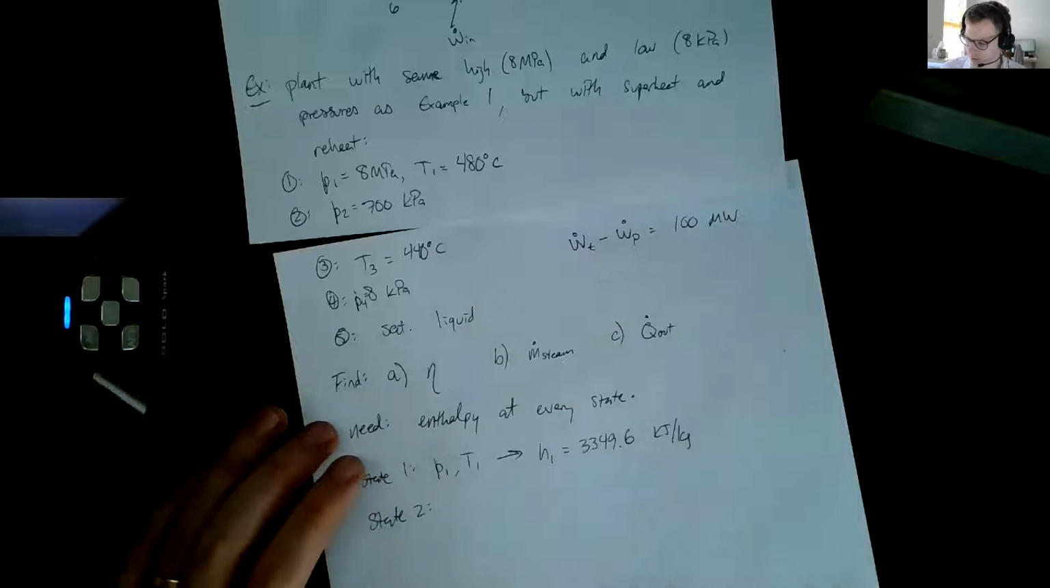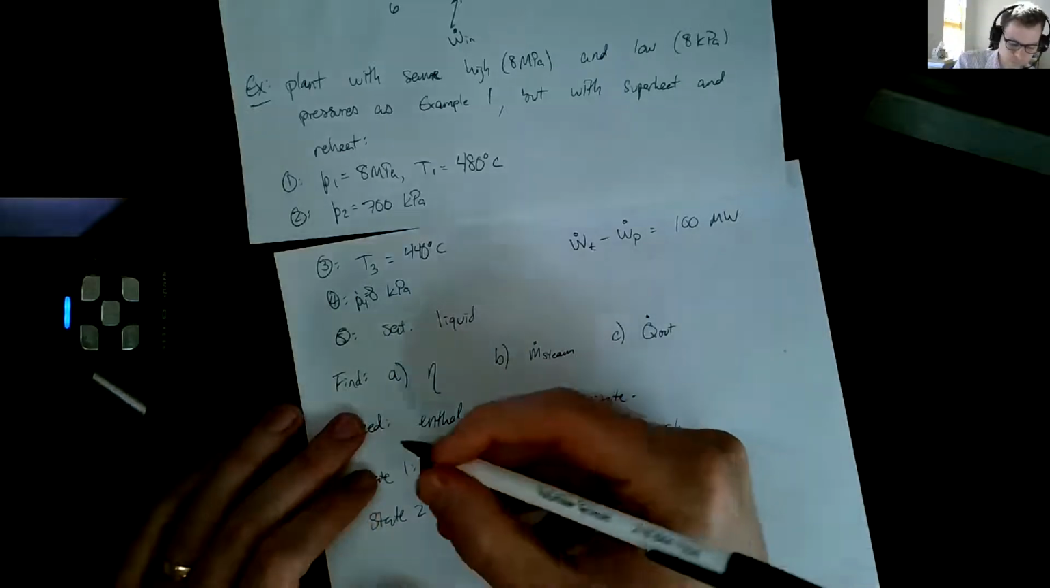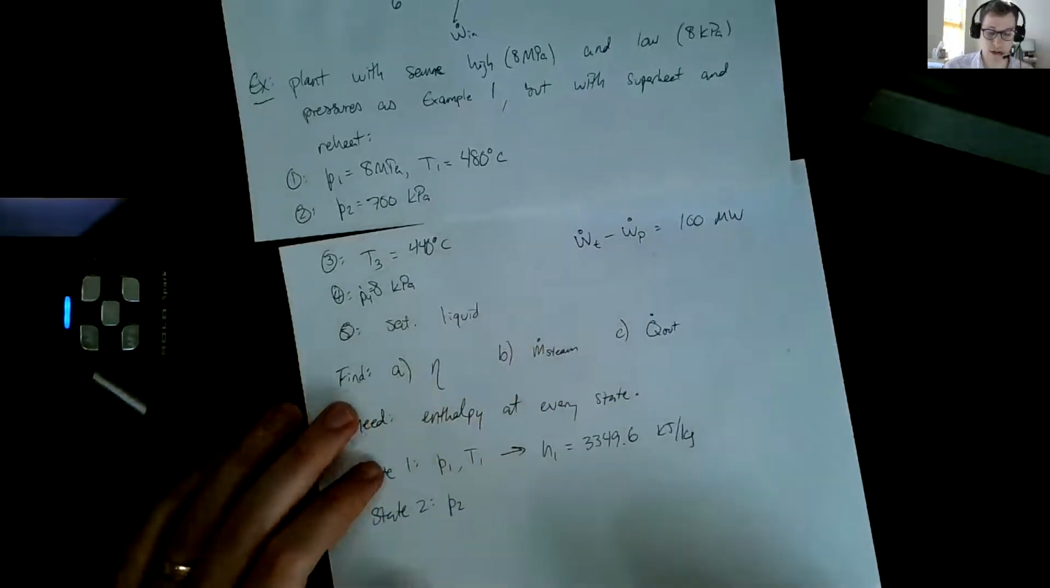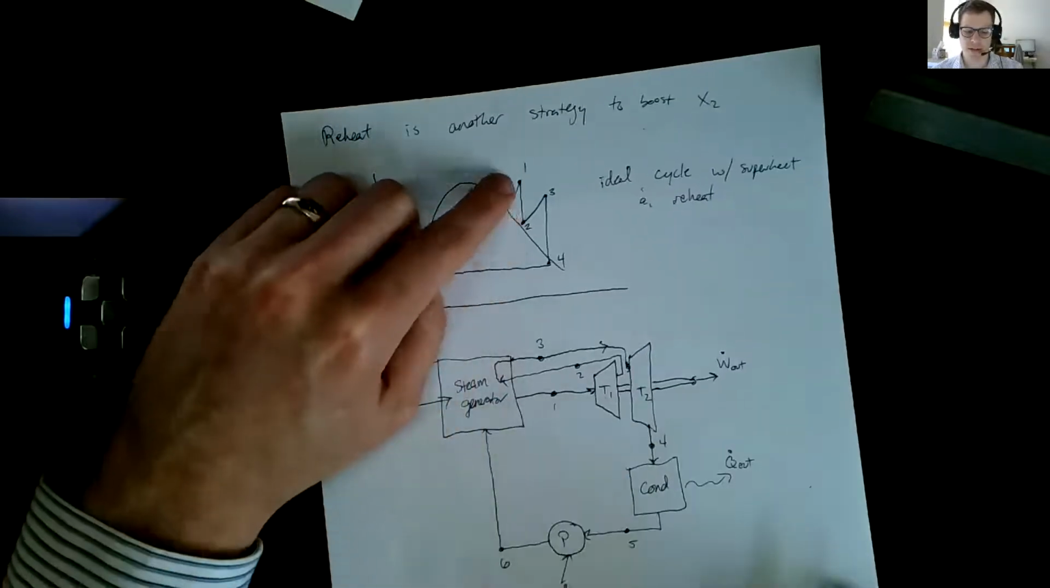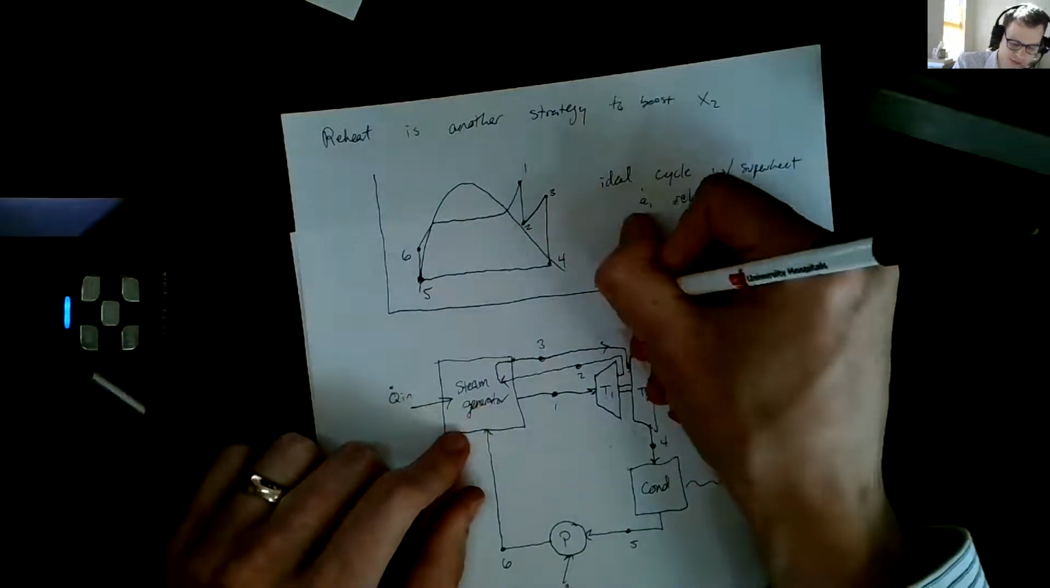All right. So state 2, we're given P2. The other relationship that we need, if we come back here to our diagram, we can see it, is that because this... sorry, I didn't even label my axes.